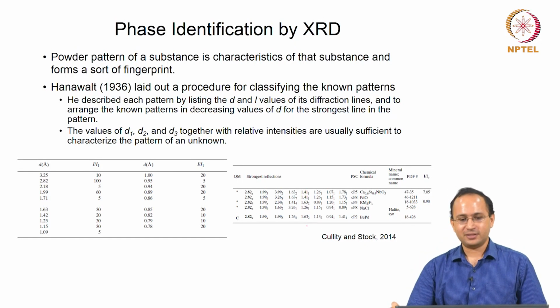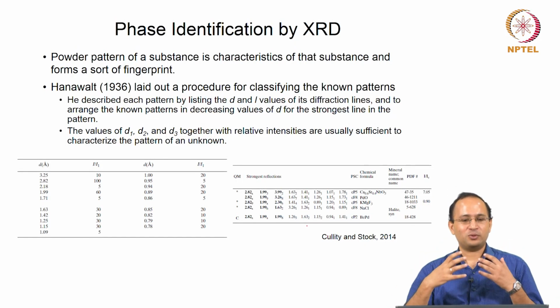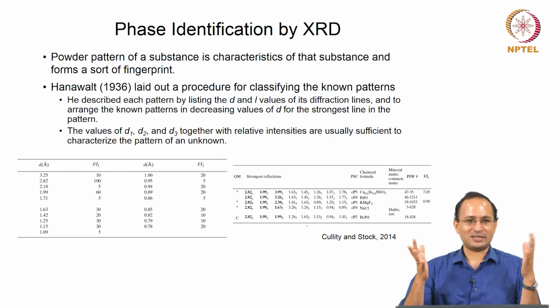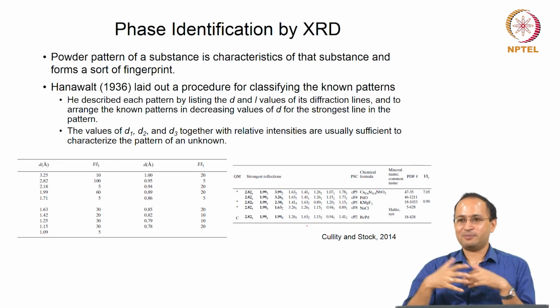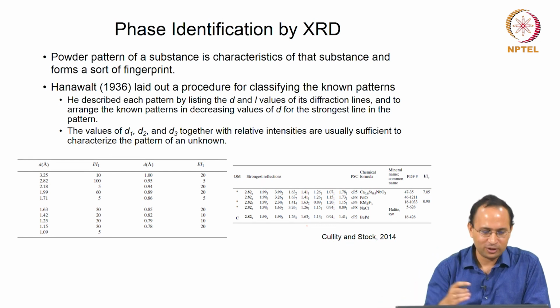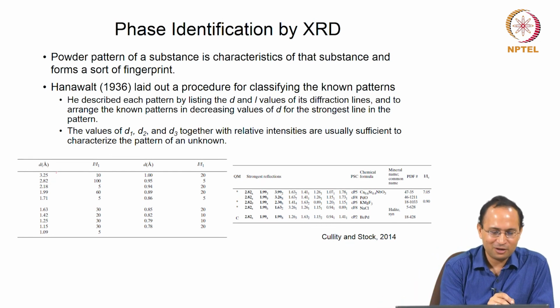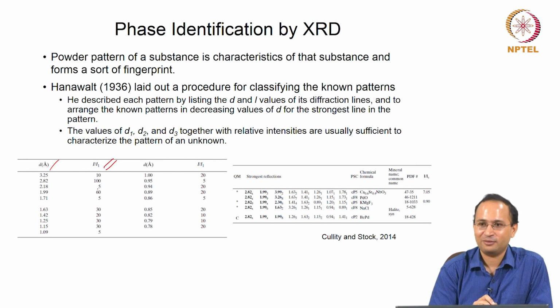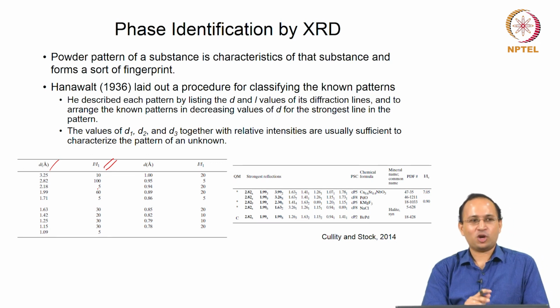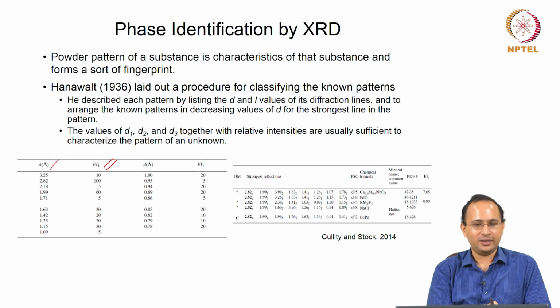The next thing is we have to find a way to identify phases. Now you have a diffraction pattern, and you have this database. How do you search? You did an experiment and got the pattern. We are talking about a single phase, so you have d and relative intensities from the diffraction pattern. Now you want to find out what it is.